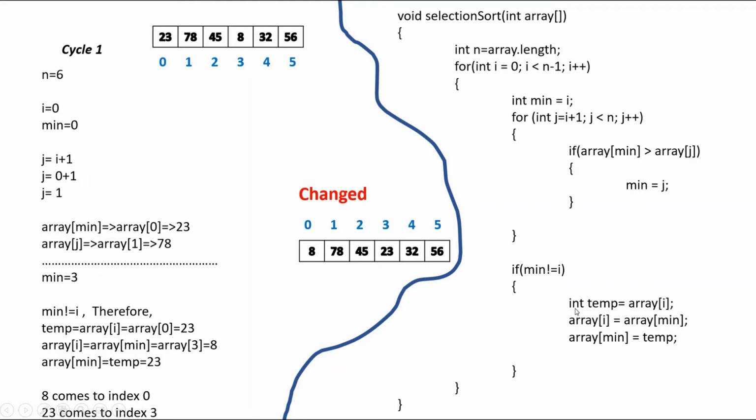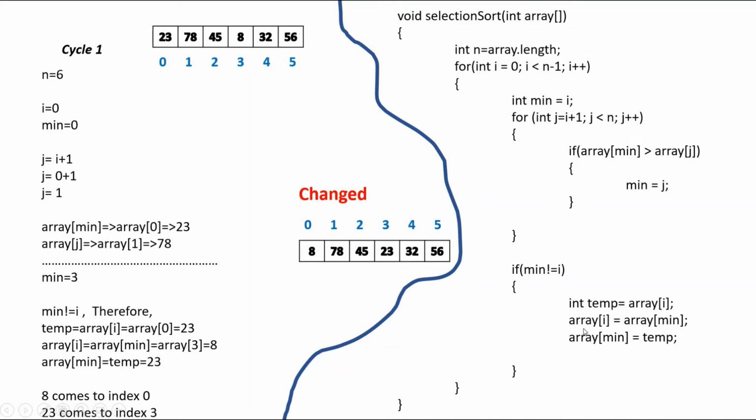In here, we have created a temporary variable called temp. Okay, it is integer type. Then I have assigned the value of array[i] to that temp. What is array[i]? Array[i] is array[0] because i is still 0. That means our temp value is 23.